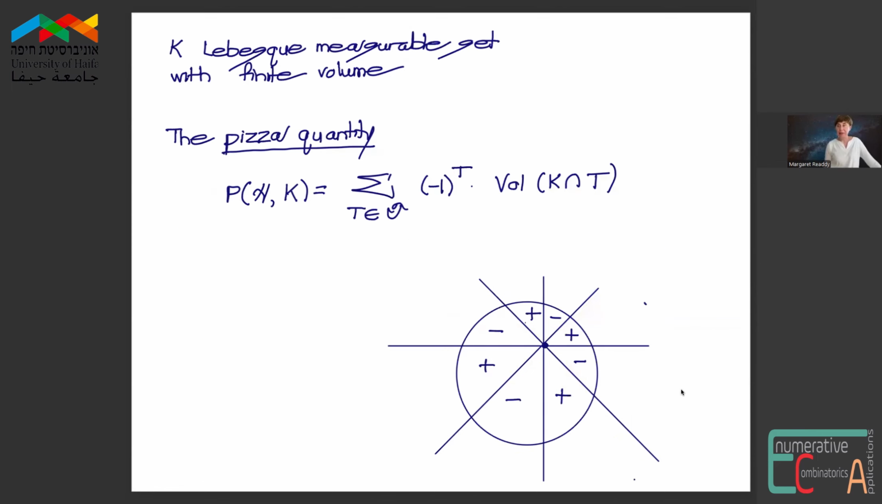All right, so the next thing I want to define is the pizza quantity. So we were working with a pizza, but again, we're going to be bumping this up more generally. So let K be a Lebesgue measurable set that has finite volume. The pizza quantity is that we take your set K, intersect it with a chamber and look at the volume of that, and it's going to have a sign associated with it. Then we sum over all possible signed volumes that we have here. So again, you can see this picture.